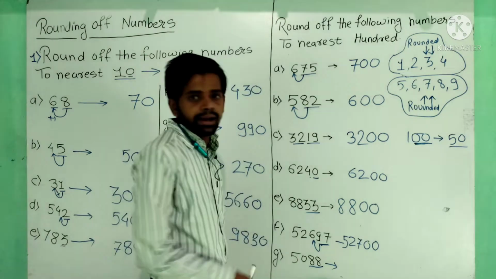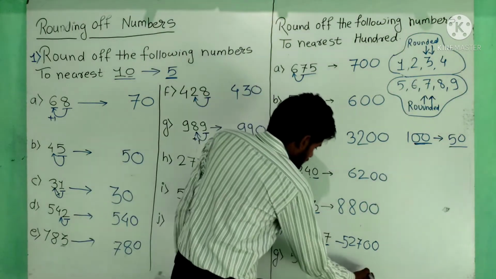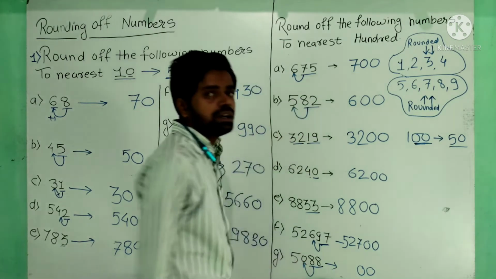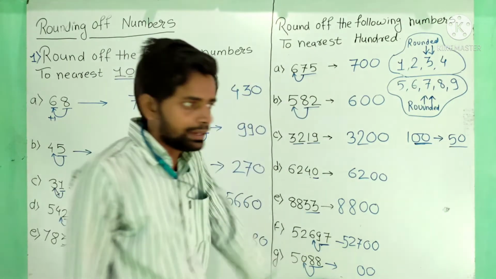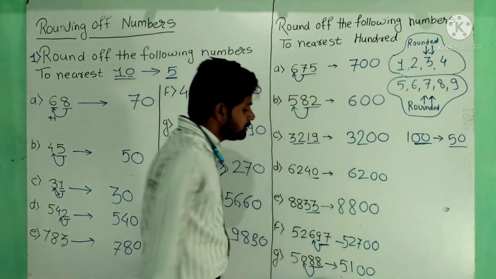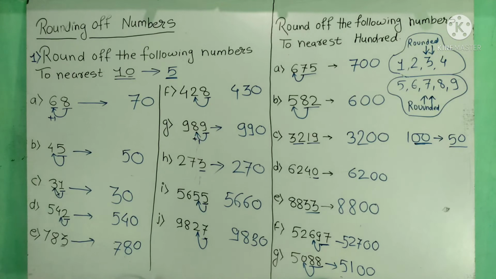Okay? So now 88 has come, so it is bigger. So what will we do? The last two digits will be 0, and this 8 will push the next number, and 0 becomes 1, 1 and 5. It is 5100. Okay. I hope you understand about all the questions. Okay. So let's move towards the next topic.